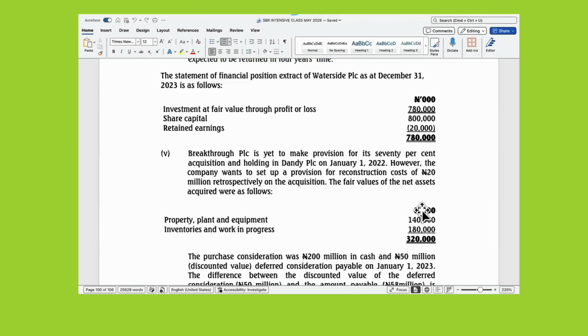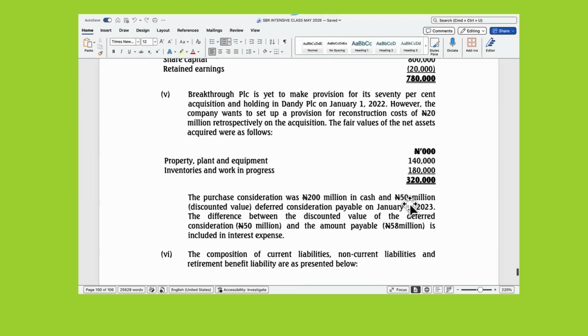So this is the net asset of the subsidiary. It's 320 million. We paid 200 million. And 50 million is a deferred consideration, meaning an amount we will pay in the future. The difference between the discounted value of the deferred consideration and the amount payable is included in interest expense.